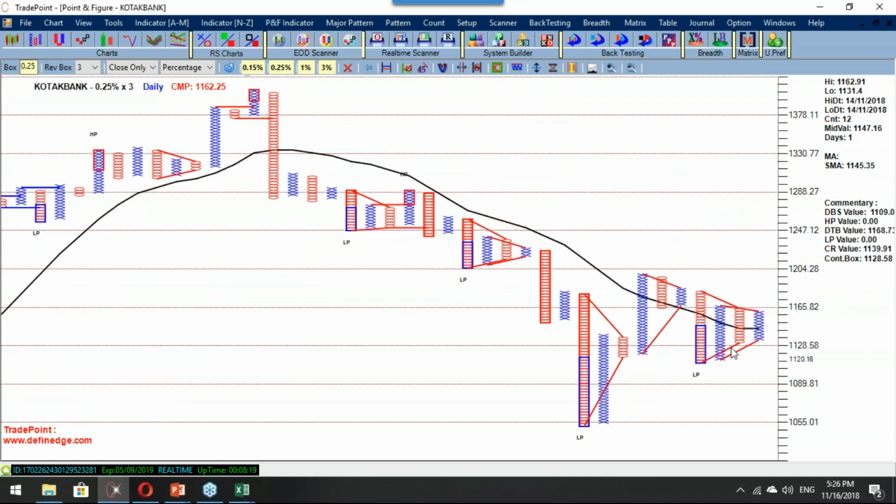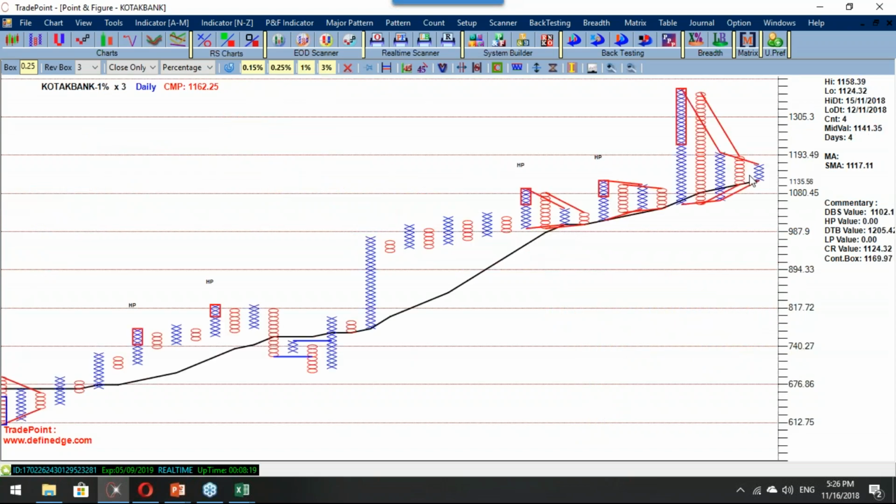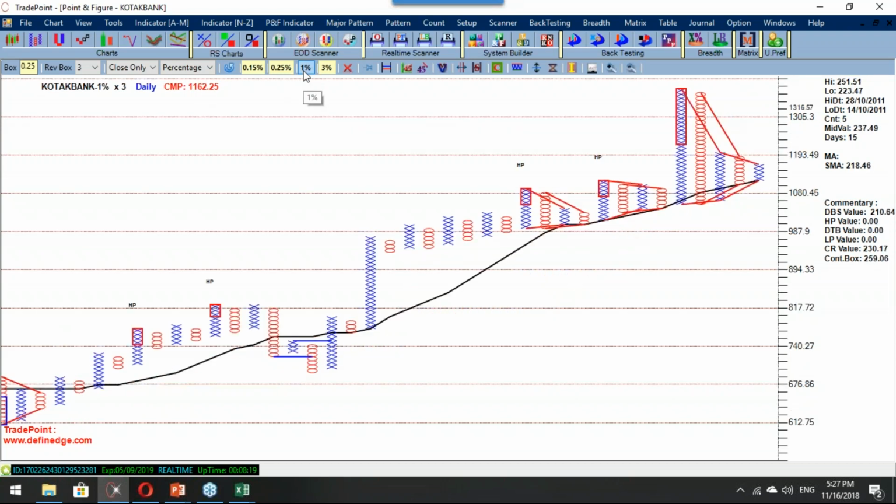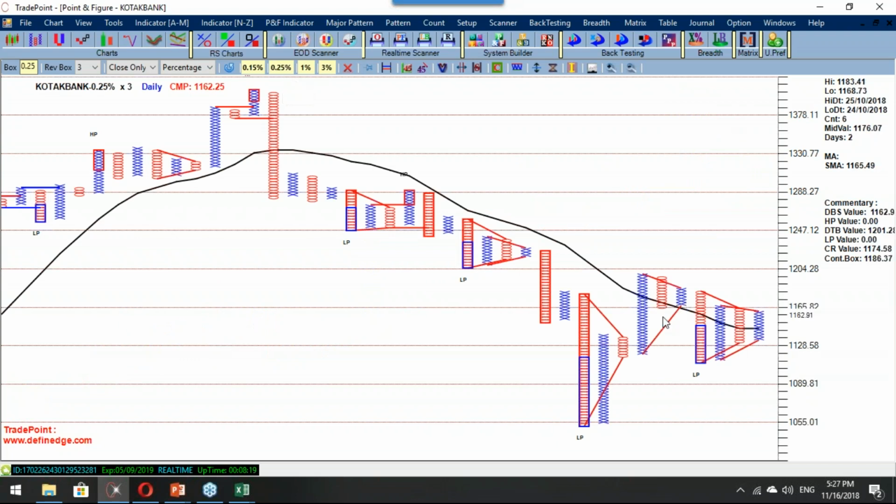So if you notice, this is a triangle pattern, isn't it? Four columns, same deal in the 1% box size, same deal in the 3% box size. Strictly we will not call this a triangle, but for objectively identifying the patterns, we have classified this as a triangle pattern. So you get the logic here, right? So if we get a buy signal in Kotak Bank, it's going to be interesting.